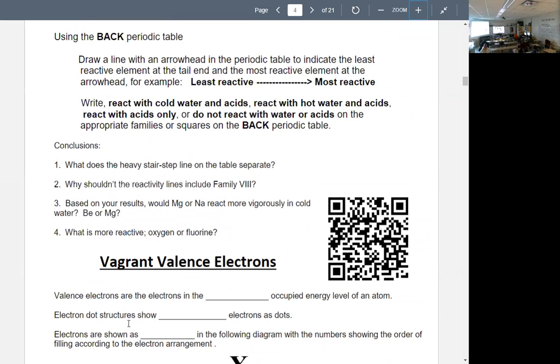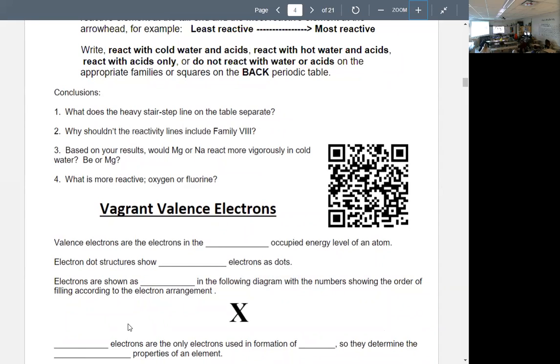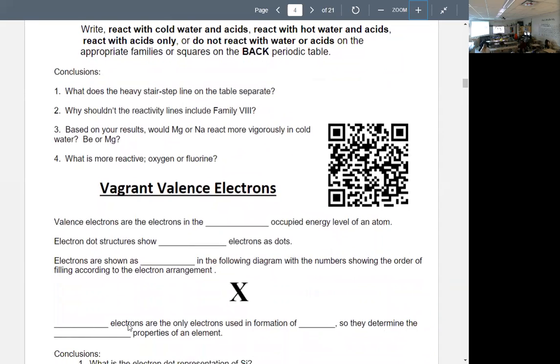Okay, so they're noble gases. Noble gases do not react. We'll learn about why today, actually. All right, based on our results, would Mg or Na react more vigorously in cold water? Na, because it's lefter, correct? Na. Now, don't call me out on this next question. It was poorly written, but just get over it. How about Be or Mg? Which one, if they reacted in cold water, which one would? Mg. Mg. It was bad writing on Mr. Davidson's part.